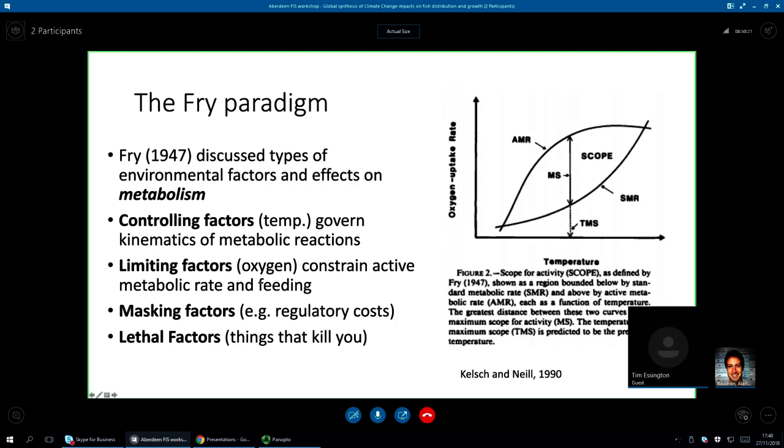Oxygen acts in a totally different way, of course. It's a limiting factor, it's a constraint, which means we expect the response to oxygen to be fundamentally different than it is to temperature.